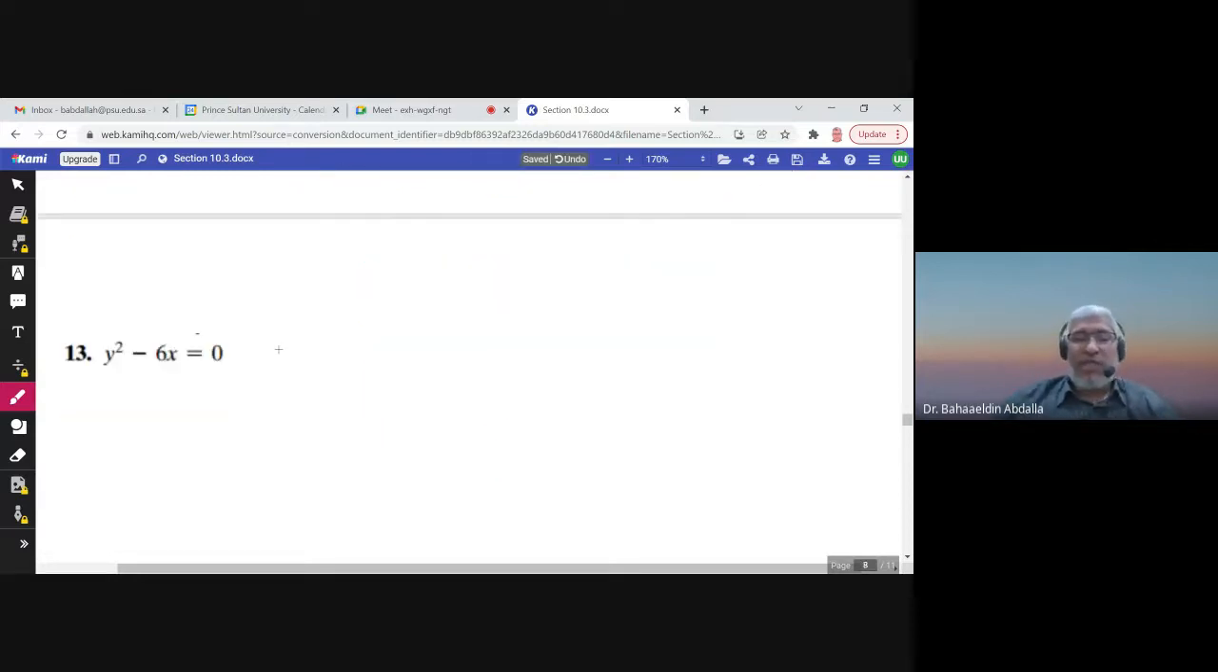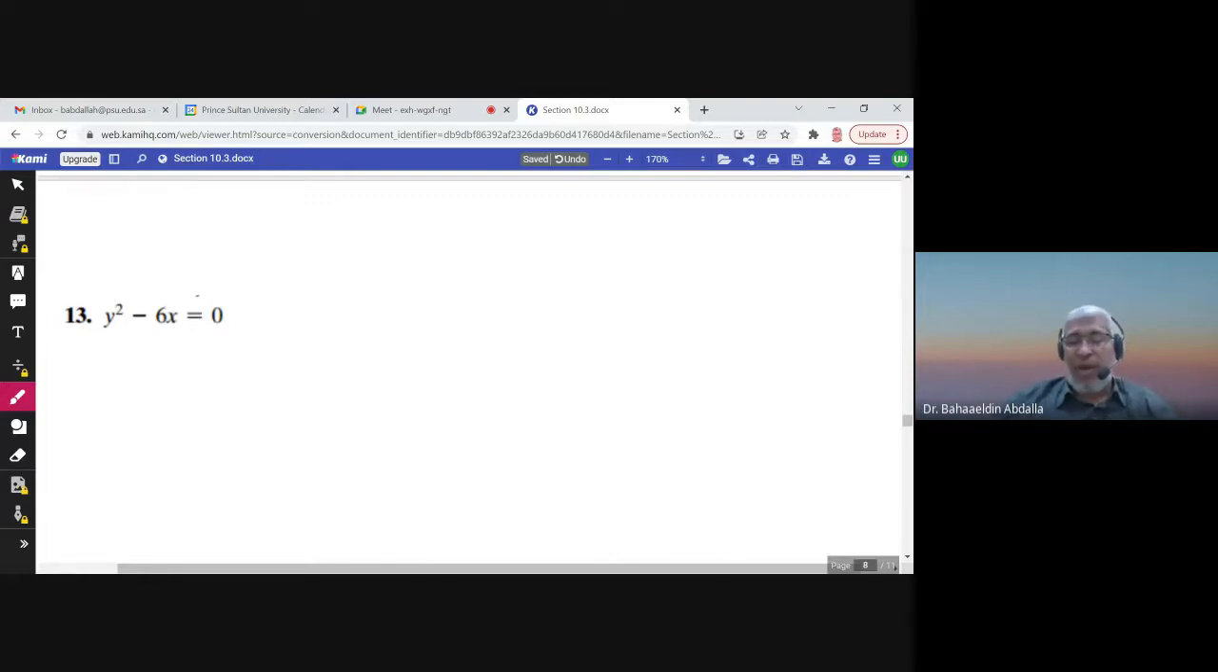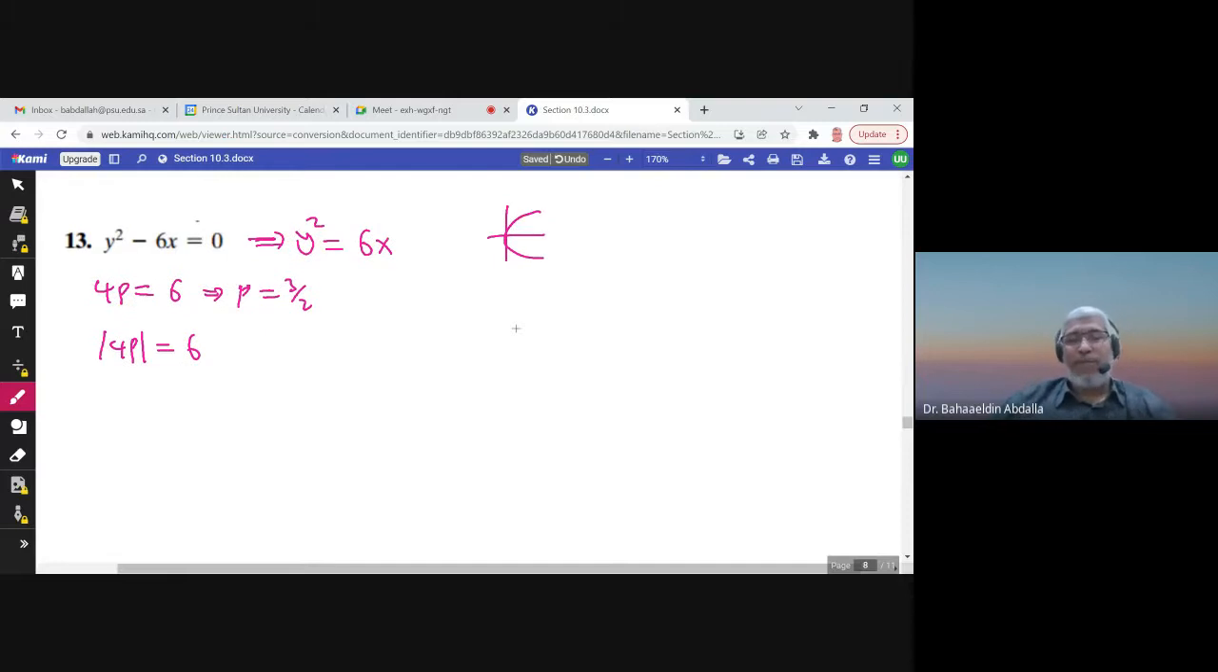Now, if the equation is not written in the standard form, remember, you have to solve the equation for y squared or x squared. So you solve it for y squared, and then p would be 6. P is 3 over 2, and the absolute value of 4p is 6. Y squared, the graph opens right or left, positive, so the graph opens to the right. And the directrix would be here. The vertex is 0, 0.